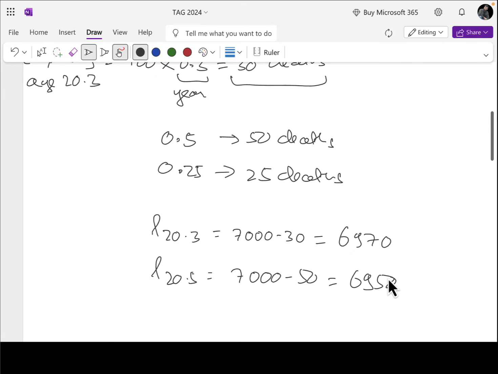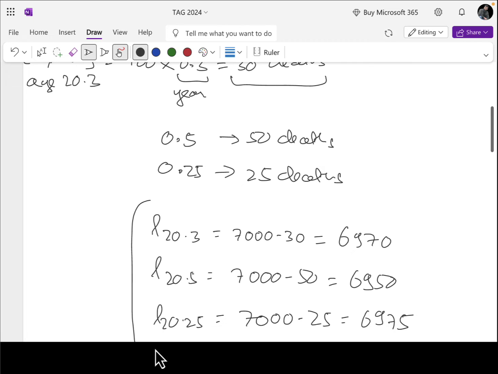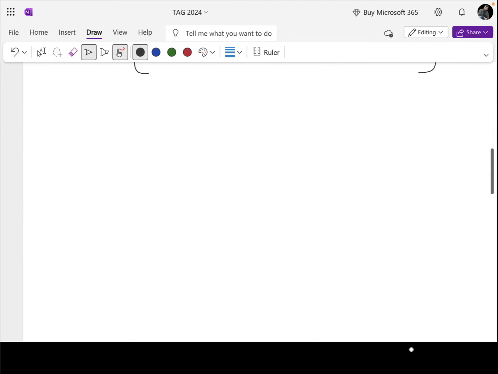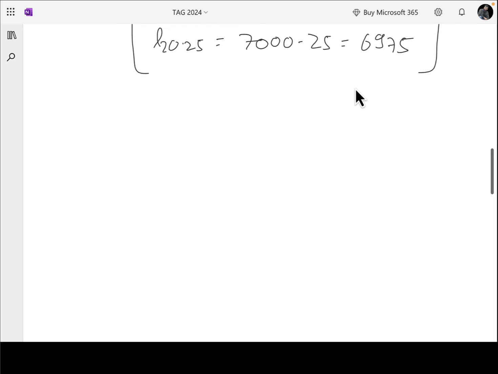If I am to calculate L20.5, that would be 7,000 minus 50, that would be equal to 6,950. And finally, if I am to calculate L20.25, that would be equal to 7,000 minus 25, that will be equal to 6,975, right? So this is how you can get these values. Now, obviously here I explained the whole thing intuitively. Now let's see how you apply this in the exam, or what is the generalized formula for this.